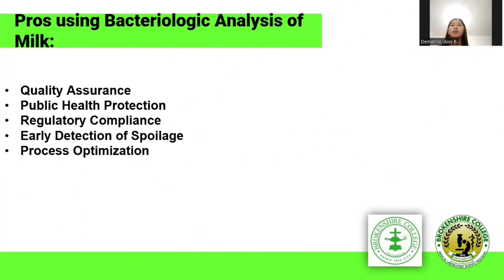Third is regulatory compliance. Many regulatory bodies mandate bacteriologic analysis of milk to ensure compliance with food safety standards and regulation, thereby promoting consumers' confidence in dairy products. And next is early detection of spoilage. Bacteriologic analysis can detect spoilage bacteria in milk, enabling dairy producers to take corrective actions promptly to prevent further deterioration of milk quality and ensure product freshness.